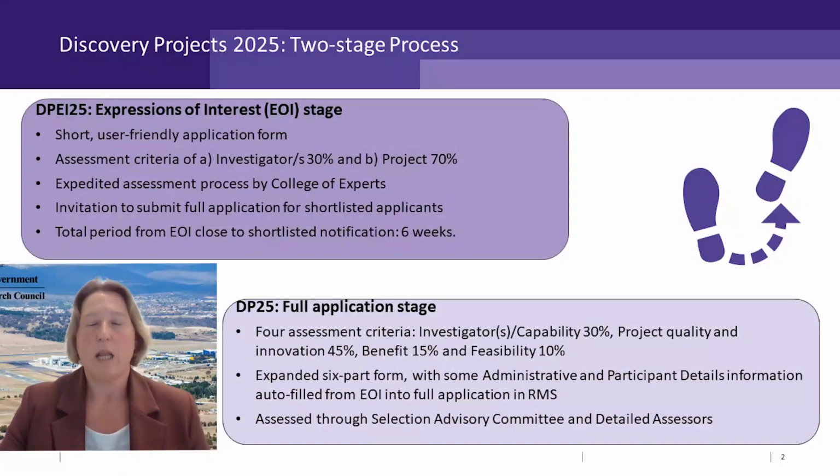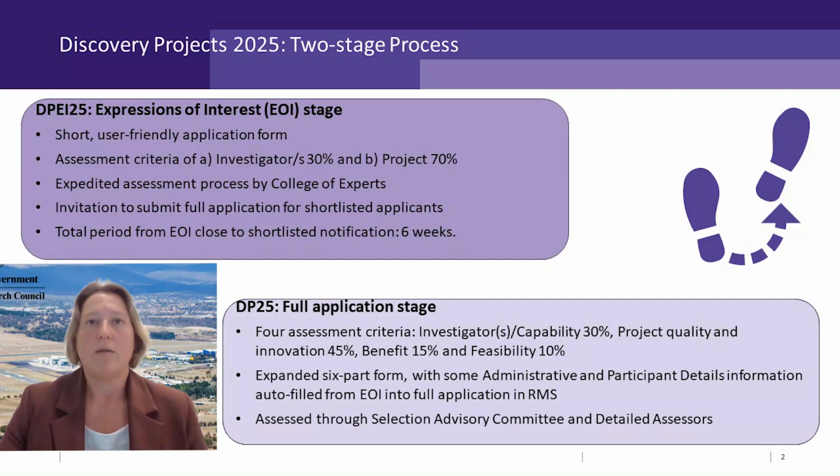As you can see from this slide, the Discovery Project's two-stage process consists of an expression of interest stage and a full application stage. Shortlisted applicants have now been invited to submit a full application in RMS. The full application will be assessed according to 4 criteria: investigator capability, weighted at 30%, project quality and innovation, weighted at 45%, benefit, weighted at 15%, and feasibility, weighted at 10%.